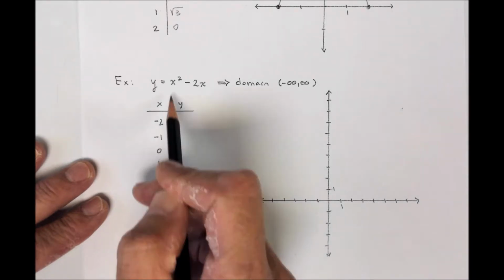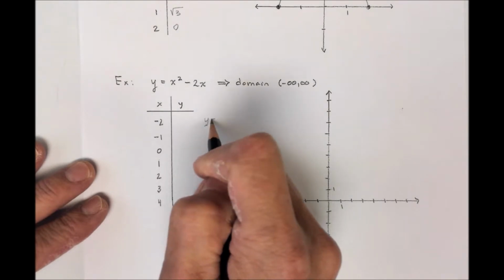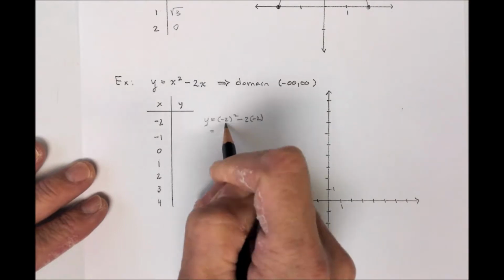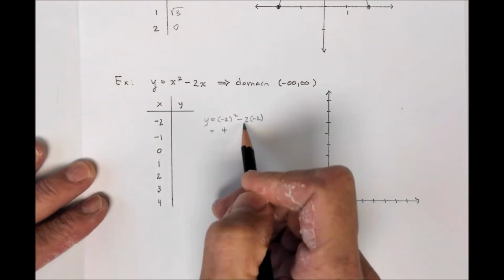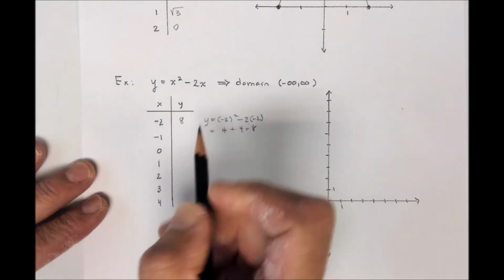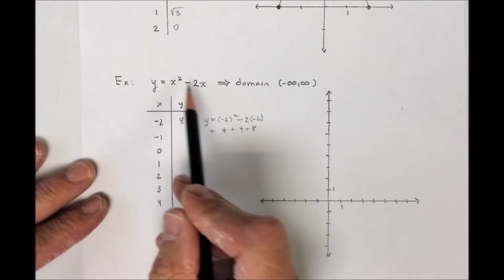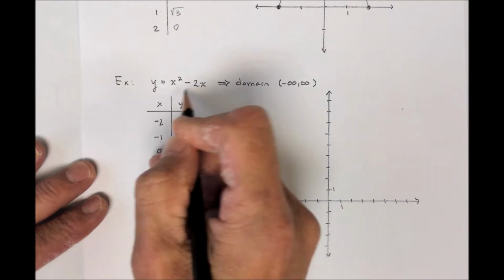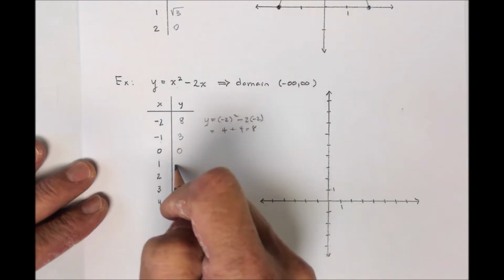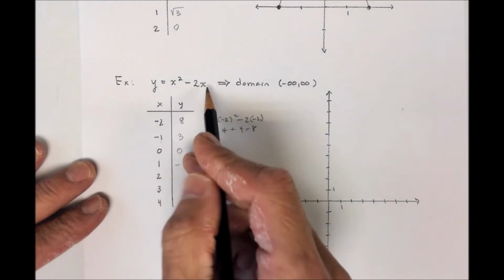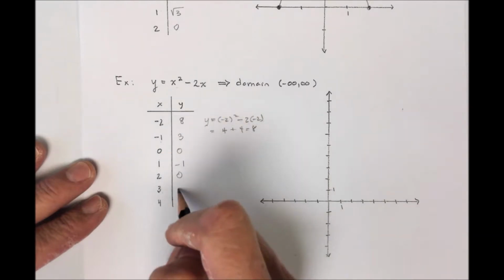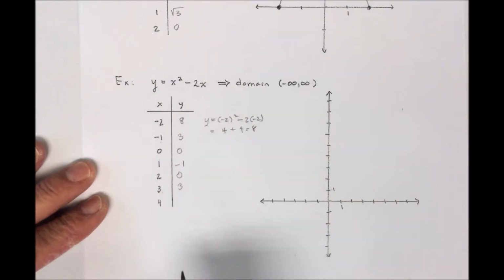So I plug in -2 here. Now I'm going to go ahead and actually show the work. y equals -2 squared minus 2 times -2. -2 squared is 4. Minus 2 times -2 is going to be plus 4, so I get 8. I plug -1 in, so that's going to be 1 plus 2, which is 3. I plug 0 in, I get 0, goes through the origin. Remember, the origin is 0, 0. I plug 1 in, I get -1. I plug 2 in, I get 0. I plug 3 in, I get 9 minus 6, which is 3. And if I plug 4 in, I get 16 minus 8, which is 8.